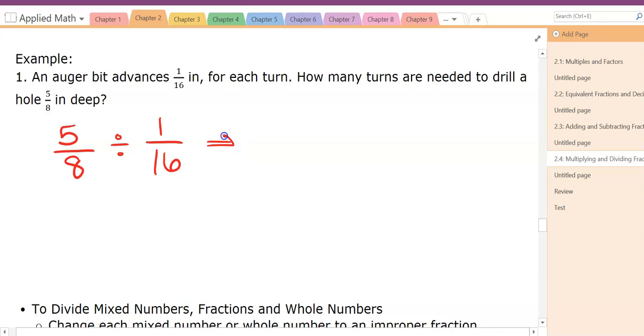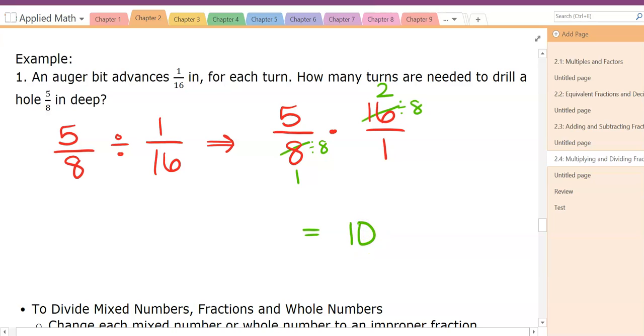So how would you guys rewrite this problem? Okay, so 5/8 times 16/1. How can you reduce it before we multiply anything? What do we do with the 16? So 8 becomes a 1, 16 becomes a 2, because I divided both of those by 8. So I took 8 divided by 8, 16 divided by 8. So what's 5 times 2? 10. So what would be my label here? 10 what? Turns.